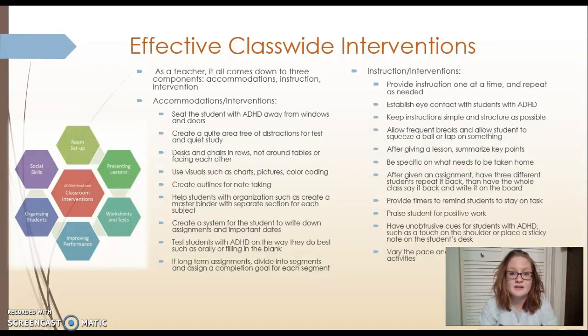When providing a lesson or an activity, vary the pace and provide different activities for the student. With a student with ADHD, it is important to keep them moving and keep them on task. Students with ADHD have a terrible time sitting still in class, so it's important to have activities in your lesson where the student gets out of their seat and participates.